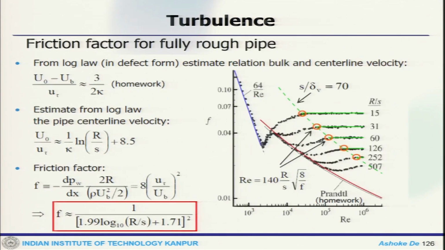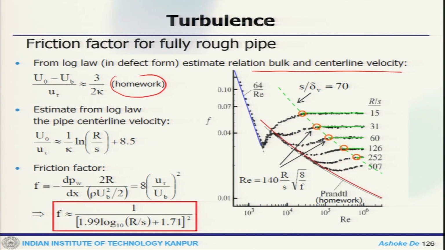Now, also for this rough pipe one can find out the friction factor. From the log law one can estimate the bulk and center line velocity. So, we have u naught minus u b by u tau, which is approximated by 3 by 2 kappa. So, this one can try out.